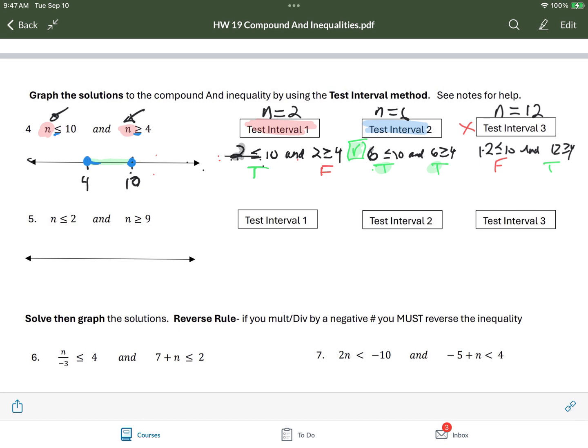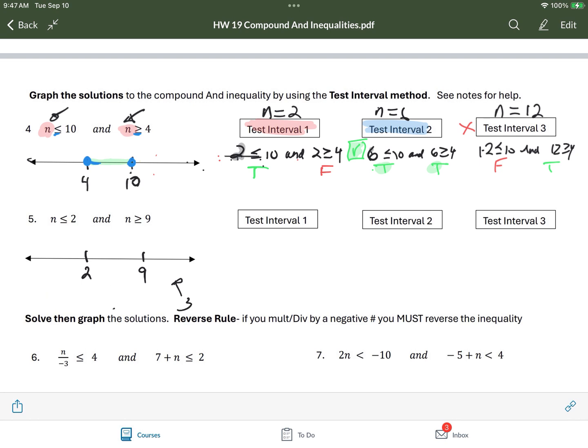You have 2 and 9. Make sure you have 2 to the left and 9 to the right, like a number line. And then our first interval is to the left of 2. Our second interval is in the middle of 2 and 9. And our third interval is to the right of 9. So we're going to pick some points and test them.